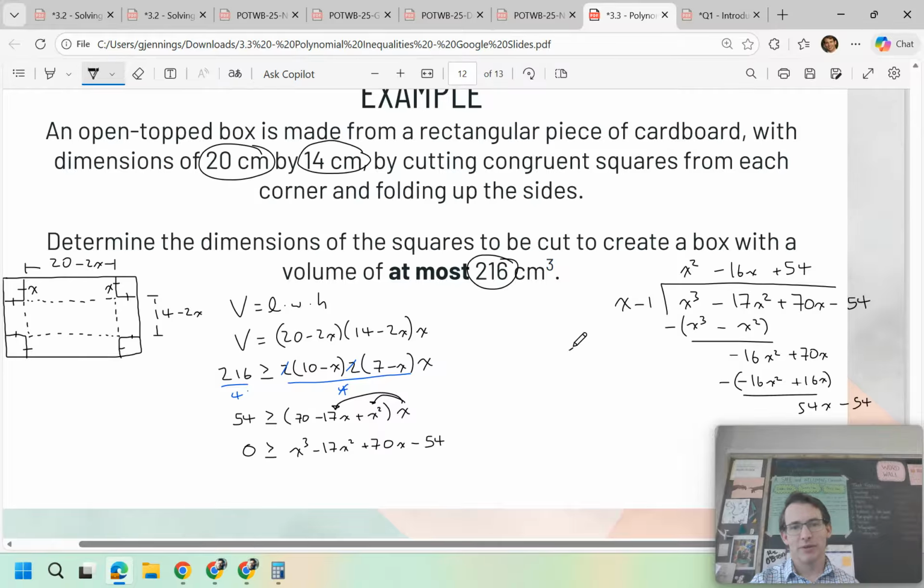54 is 2 times 3 times 3 times 3. That's the factorization of 54. Grouping as 6 and 9 doesn't work. Grouping as 3 and 18 doesn't quite work. And grouping as 2 and 27 certainly doesn't work. So we are in quadratic formula territory here. b squared minus 4ac is 16 squared. 16 squared is indeed bigger than 4 times 54.